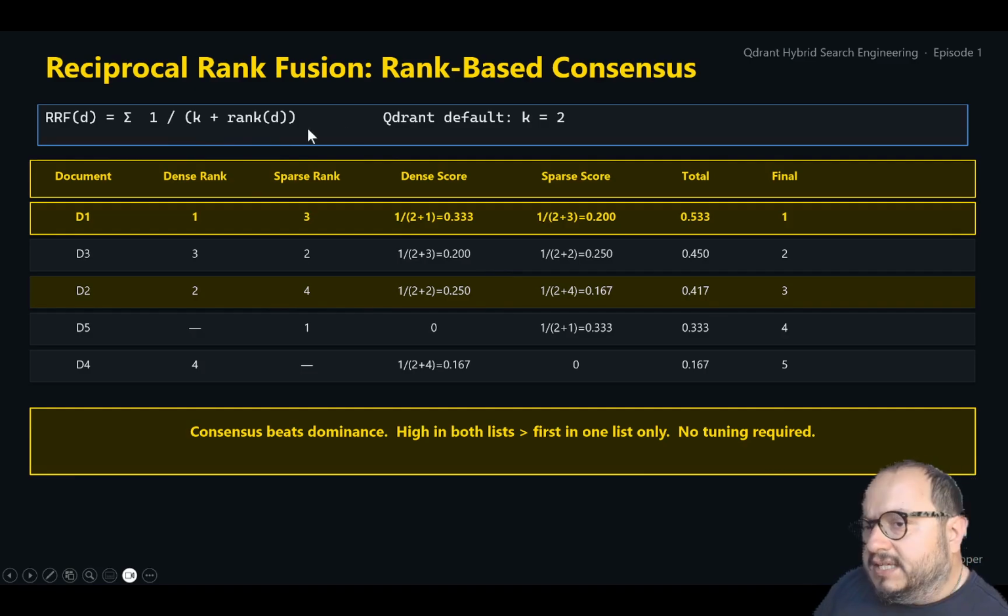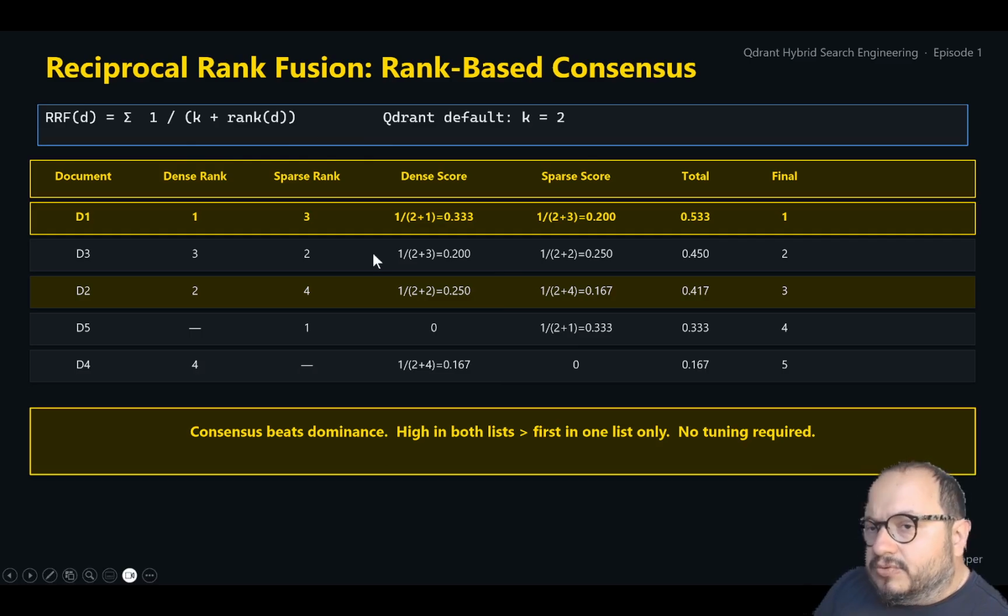Qdrant's default key is 2. The research literature uses 60, but Qdrant deliberately chooses 2. A smaller key amplifies the importance of top-ranked documents, rewarding strong consensus between the two retrieval methods.